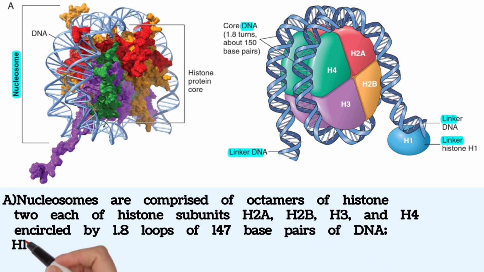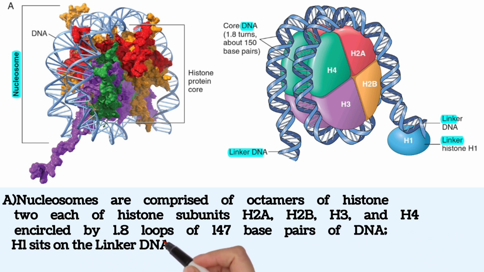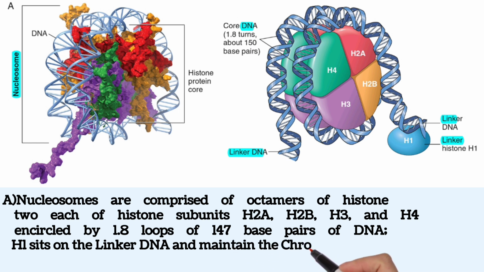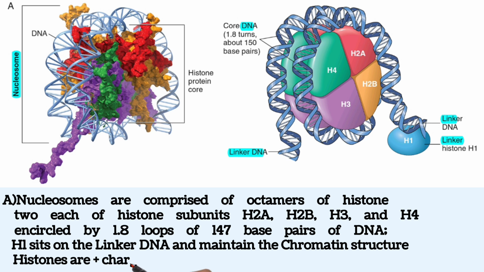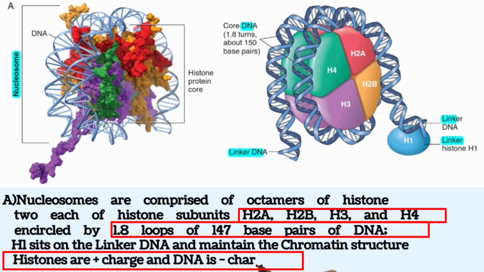Nucleosomes are comprised of octamers of histone, 2 each of histone subunits H2A, H2B, H3 and H4. These form histone tetramers and 2 histone tetramers form histone octamers. They are encircled by 1.8 loops of 147 base pairs of DNA. H1 sits on the linker DNA and maintains the chromatin structure. Histones are positively charged and DNA is negatively charged because of the presence of phosphate.